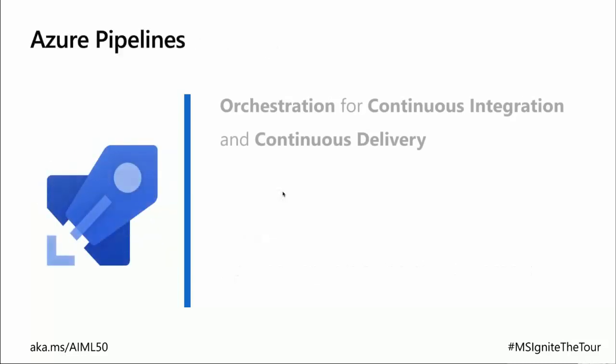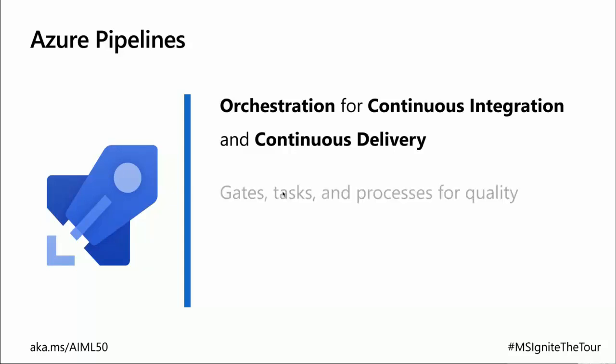Azure Pipelines, by contrast, is really about orchestration, especially for continuous integration and continuous delivery. So it's really good at doing things like when code changes, kicking off a new run. It allows you to put in tasks and gates and other processes for code quality, which is important, especially in a machine learning process, because we do need to ensure the quality of the code that we're writing.